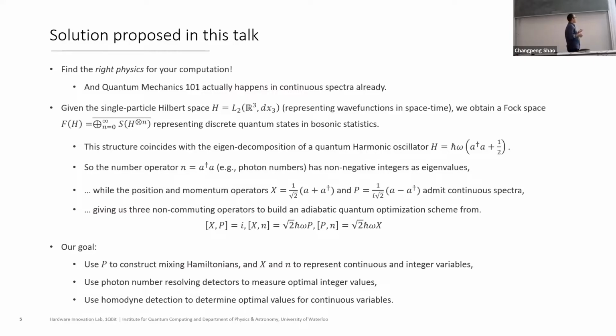Okay, so if you have a photonic system that realizes the scheme, then you would want to use photon number resolving detectors for measuring the optimal integer variables, and then something like homodyne detection for the continuous variables.